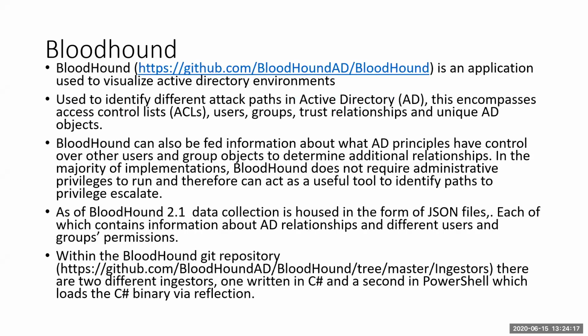Then we talked a little bit about BloodHound. BloodHound is a visualization tool. You can use it to identify attack paths in AD. It shows you all your access control lists, users, groups, trust relationships, and unique AD objects.